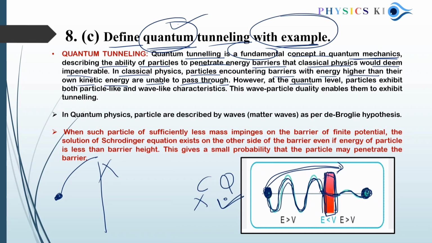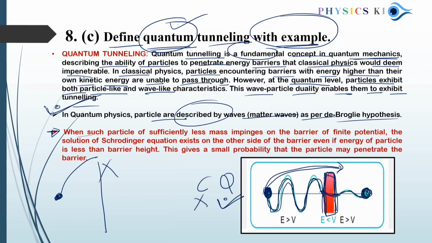But at the quantum level, the particle exhibits both particle as well as wave behavior, and this wave-particle duality enables it to exhibit tunneling. यही जवाबदार है wave particle duality. So in quantum physics, particles are described by both wave and particle, with a de Broglie wavelength. So let's see what quantum tunneling is.